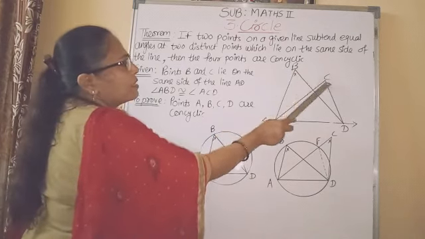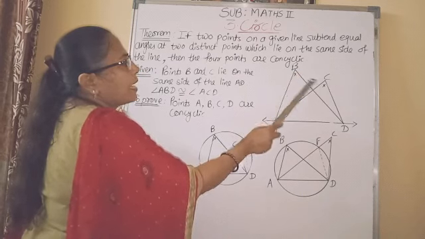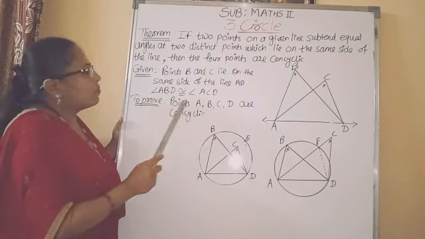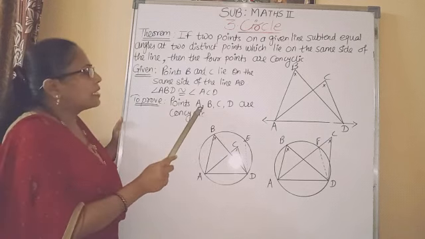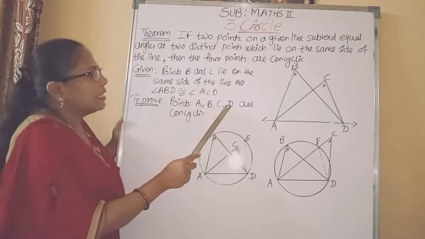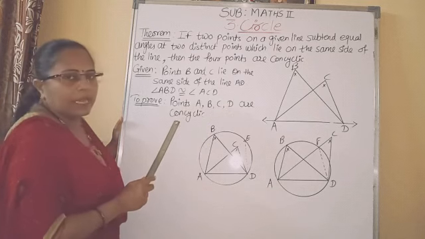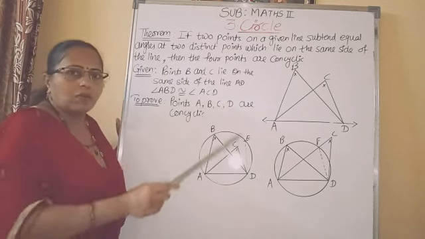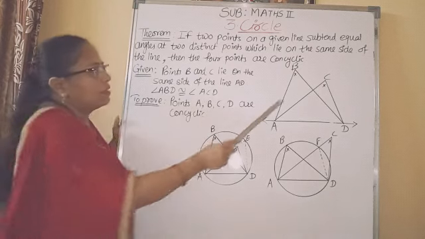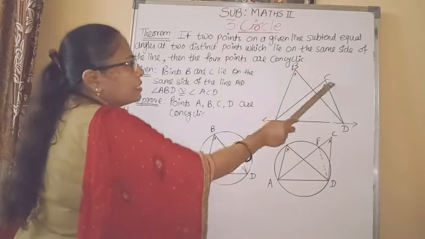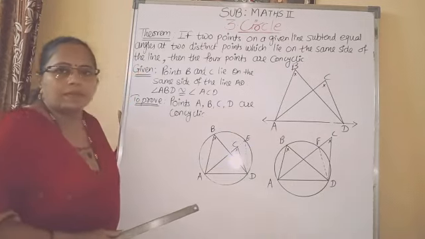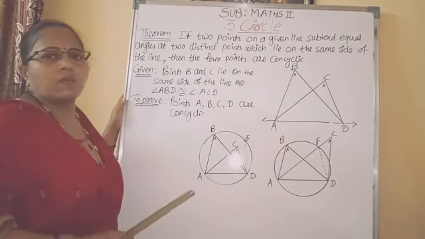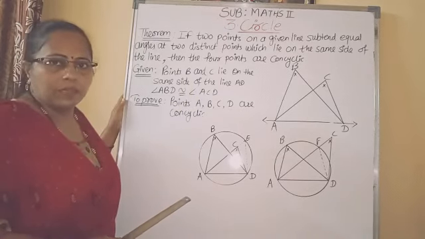These 2 points subtend congruent angles on the same side of the line. So we have to prove points A, B, C, D are concyclic. Concyclic means all the 4 points are lying on the same circle. Points A, B, C, D are concyclic. Now students, this theorem also we have to write using the indirect method.